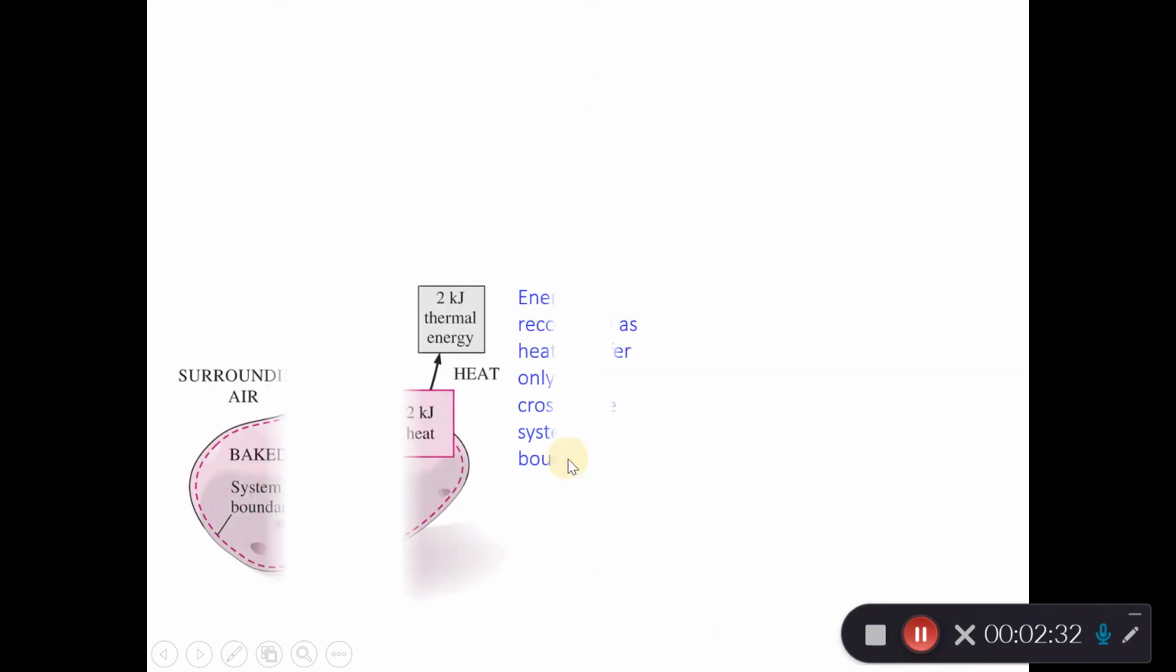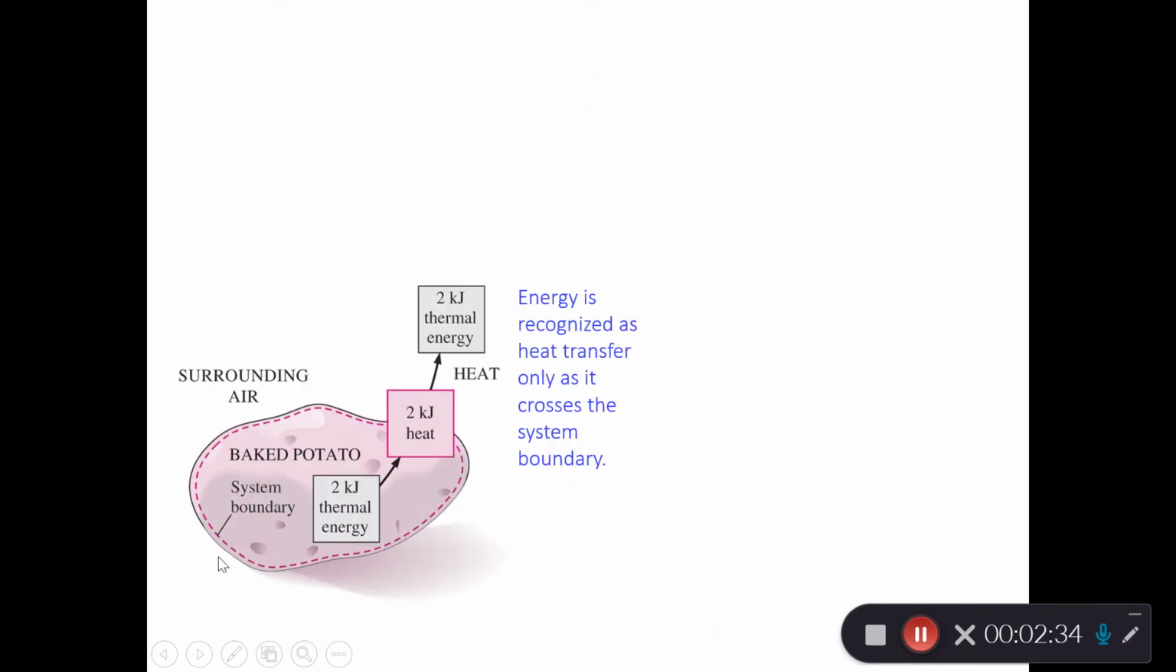Now, another example. We have a baked potato. We know that baked potatoes are always very hot. When you order them at the restaurant, they are served very, very hot. But we will not know that it's hot if the thermal energy just stays inside. We don't know that it's hot, only when it crosses the boundary as heat. The same amount of thermal energy will cross the boundary as heat.